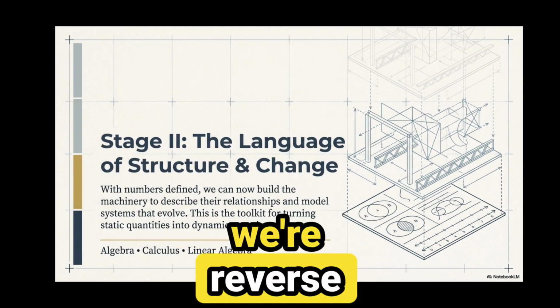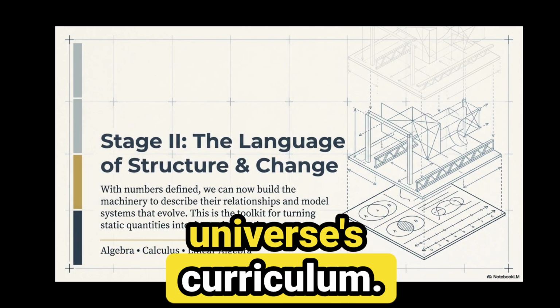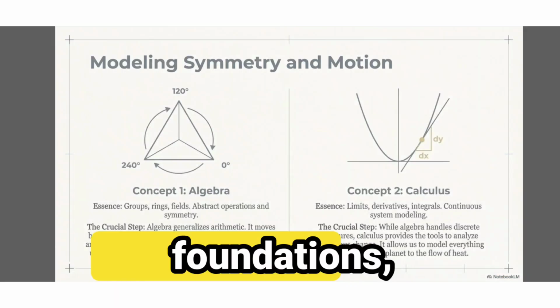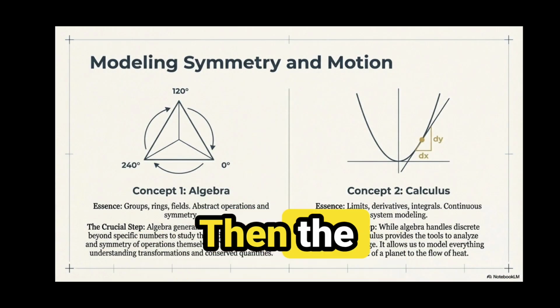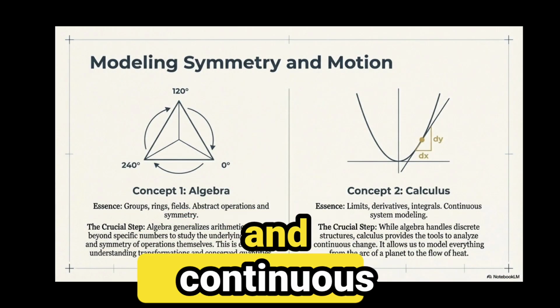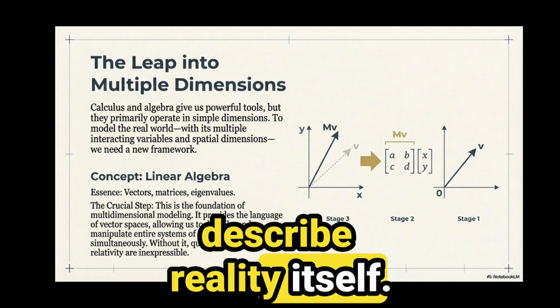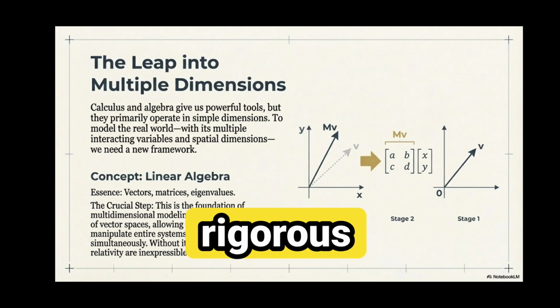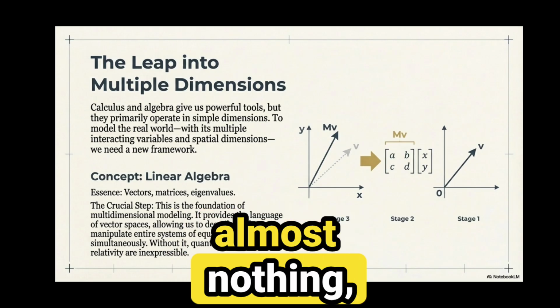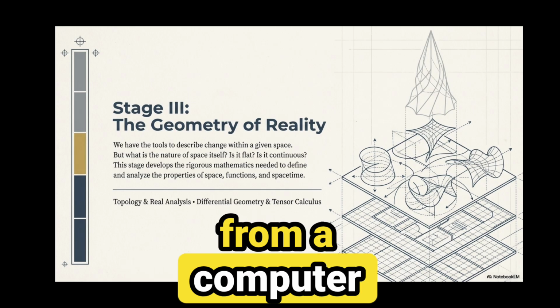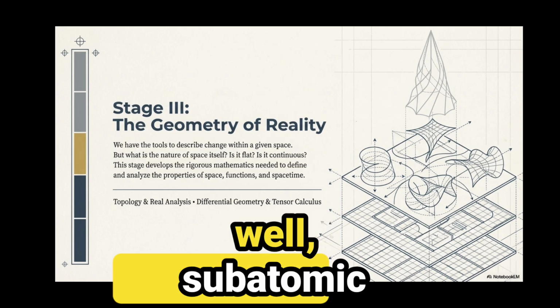Absolutely. It's like we're reverse engineering the universe's curriculum. So we're going to trace this path through 3 main phases. First, the discrete foundations, logic and numbers. Then the big leap to abstract operations and continuous modeling. And finally, using all of those tools to actually describe reality itself. It's really proof that rigorous thought, starting from almost nothing, built the conceptual tools we need to describe everything from a computer chip to, well, subatomic particles.